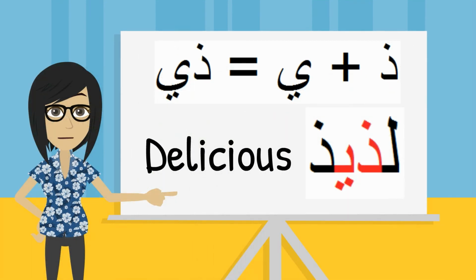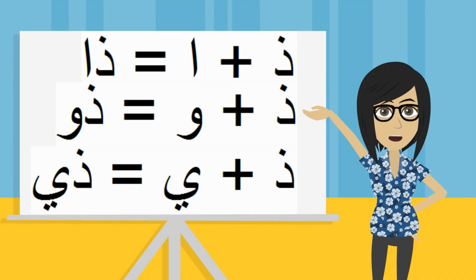As an example, the adjective لذيذ, which means delicious. لذيذ. Now, can you see this is delicious in Arabic? I think you can. هذا لذيذ. This is delicious.